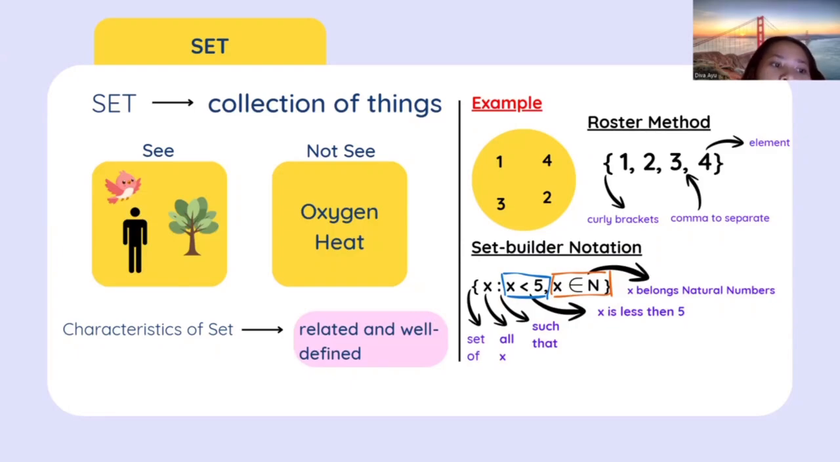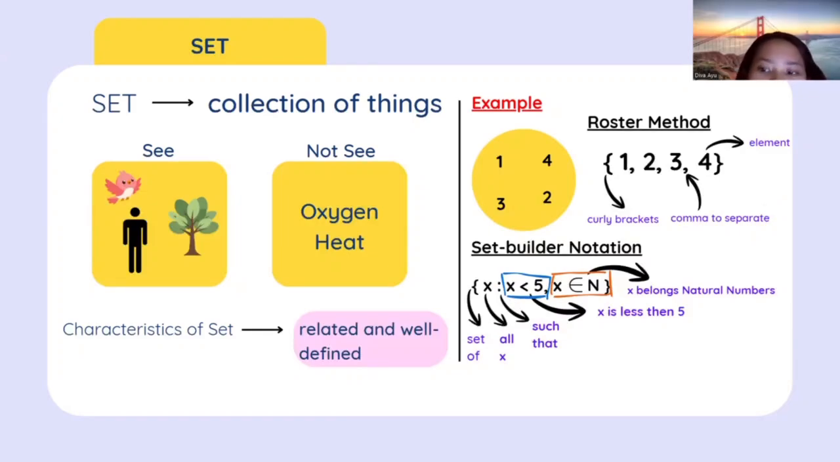How do we represent a set of the first four natural numbers? When we write a set of elements on a piece of paper, we cannot just write it randomly. Rather, we need to find a way to represent the set. Let's see one of the ways that we can write it. Open the bracket, 1, 2, 3, 4, and close the bracket.